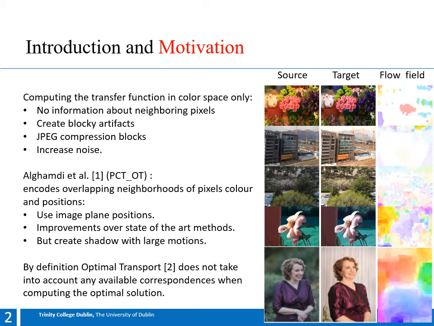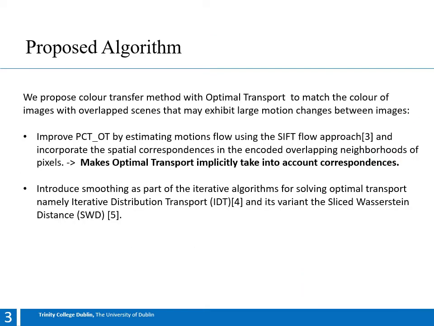And the mapping they are using is optimal transport. Optimal transport, by definition, doesn't take into account any available correspondences when computing the optimal solution. So in this paper, we propose a color transfer method that matches the color of images with overlapping scenes that may exhibit large motion changes between the images.